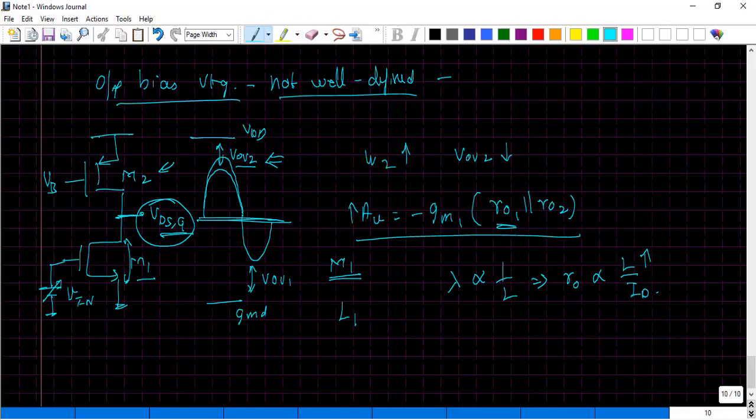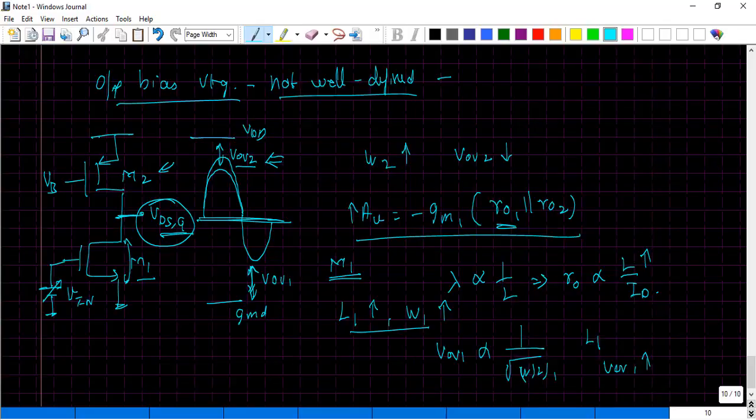When we increase the value of L1 by some factor, the value of W1 has to be increased by the same proportion. This has to be done because VOV1 is related to the expression 1 over the square root of W by L of 1. So if L1 alone is scaled up, VOV1 would shoot up, and in general we are trying to reduce the output swing.